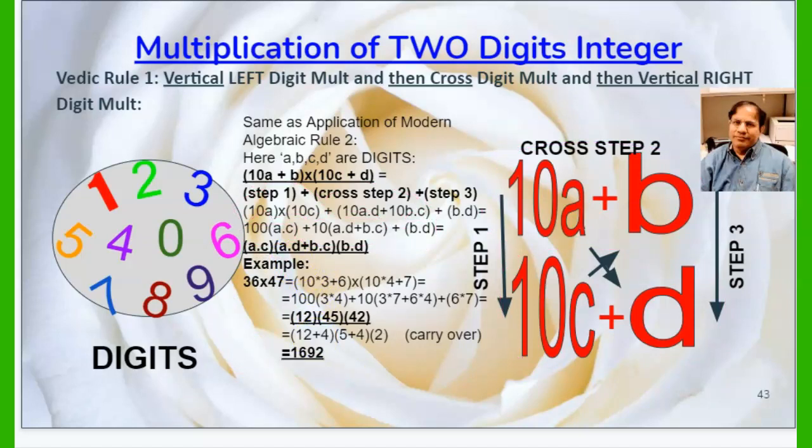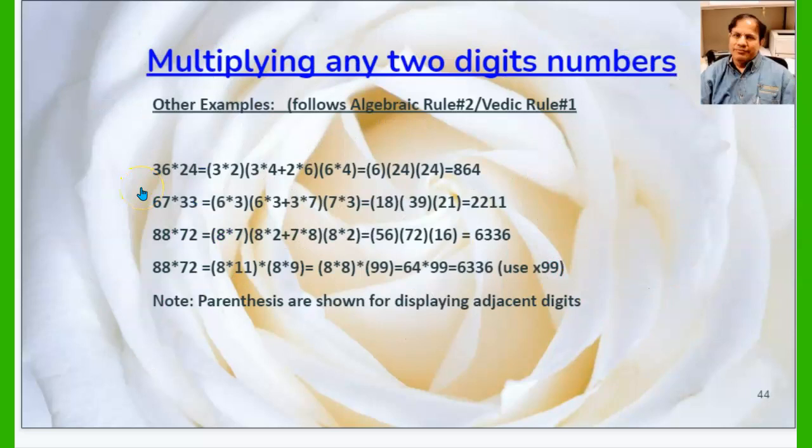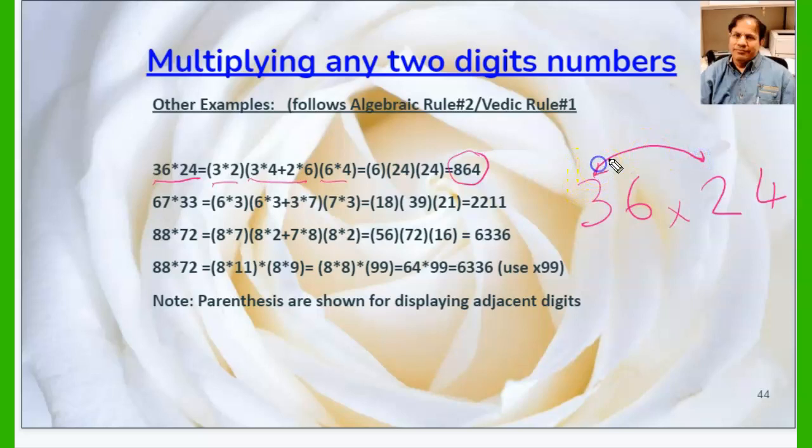We can give other examples of multiplying any two-digit number, and without elaboration we can write 36 times 24 is 3 times 2, then cross multiply, then vertical multiplication to end up with the result 864. Of course, you could also write this adjacent to each other, and you can see that step number 1 is the multiplication of the left digit, and step number 2 is the cross multiply and add. Step number 3 is the last digit number.